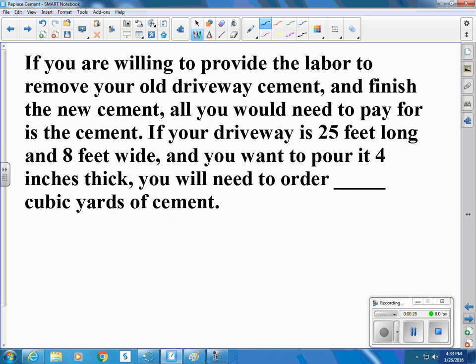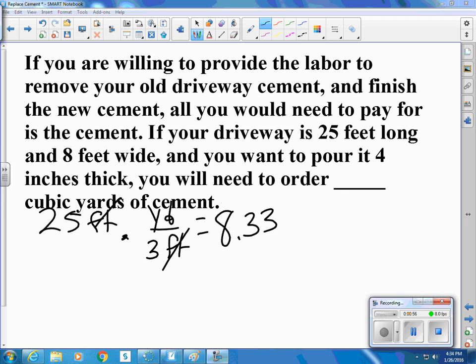Well, that's how they order cement, in cubic yards, so we need to convert feet to yards and inches to yards. So 25 feet: there are 3 feet per yard, but I'm going to put the yards on top and the feet on the bottom. The units will cancel, so that turns out to be 25 divided by 3. That turns out to be 8.33 yards long.